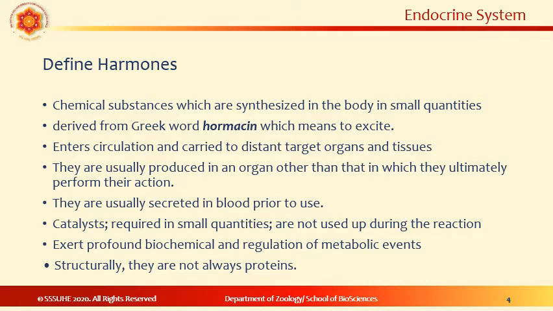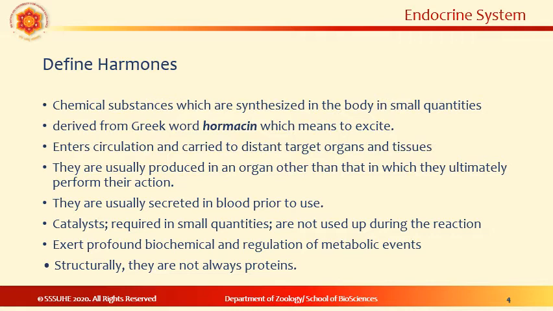Hormones. What are hormones? Hormones are chemical substances that are synthesized in the body in very small quantities. Once synthesized from the endocrine organ, they enter the blood circulation, and through the blood circulation they are carried to their target organs or tissues. Once they reach the target organs, they exert biochemical regulation and metabolic events.